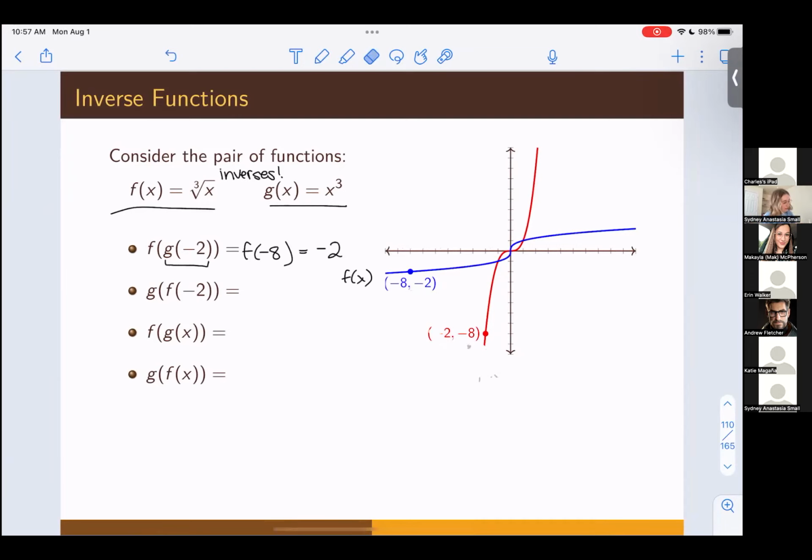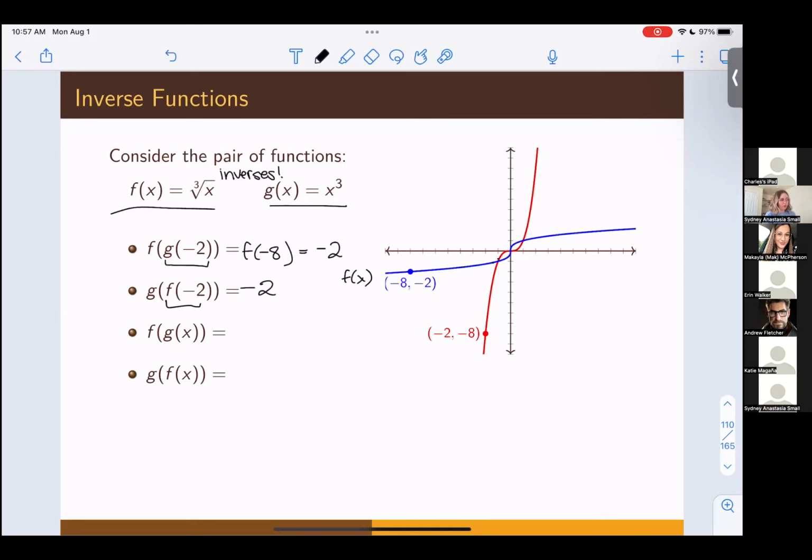We do g of f of -2. Well, let's just focus on the f of -2 in the input first. f of -2, I don't really know what that is, but I know it's going to give me something probably around here. And then when I put it back into g, it's just going to give me that back, because again, these are inverses, they unwrap each other. So it will give us back -2.